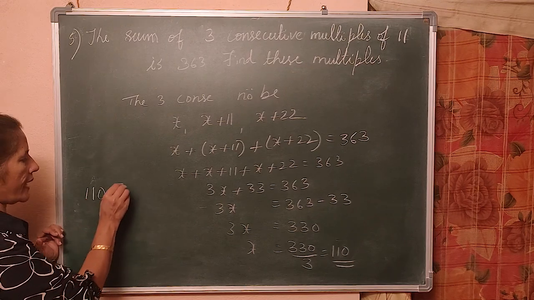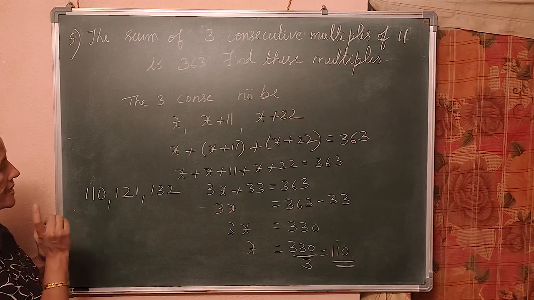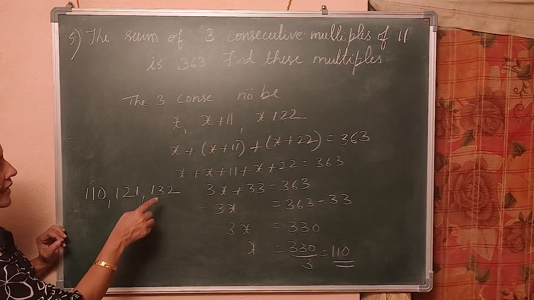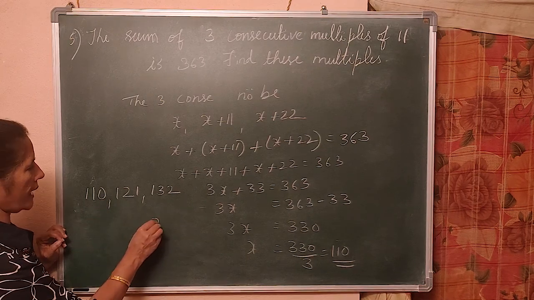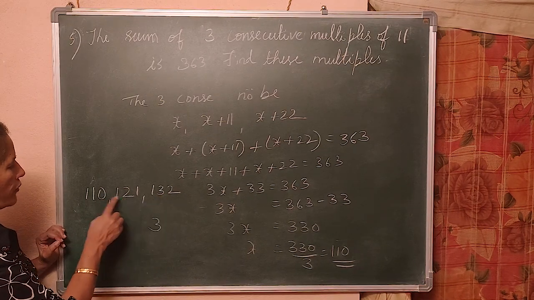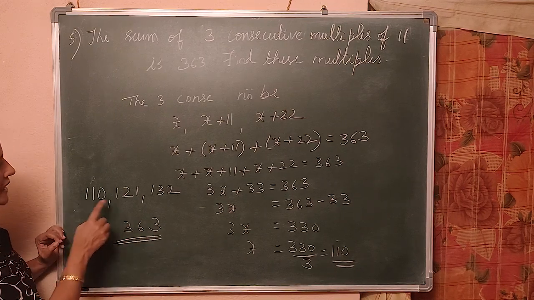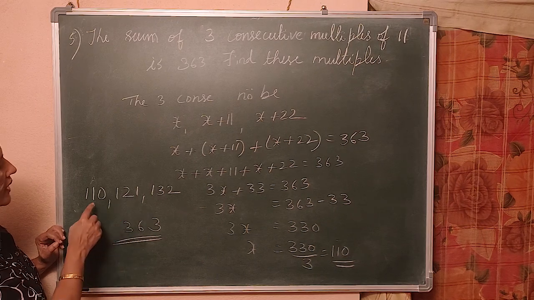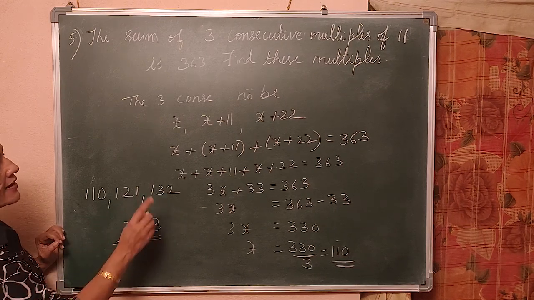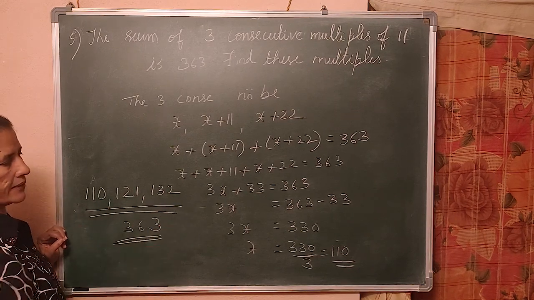So according to me 110. Next number is 121. Next number is 132. Is the sum 363? Let us see. 2 plus 1 plus 3 plus 0 is 3, 3 plus 2, 5 plus 1, 6, 363. Am I right? So what are the three multiples of 11 where the sum is 363? 110, 121, 132. These are the three numbers.